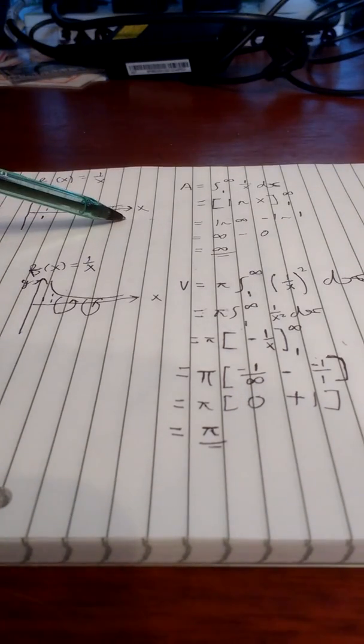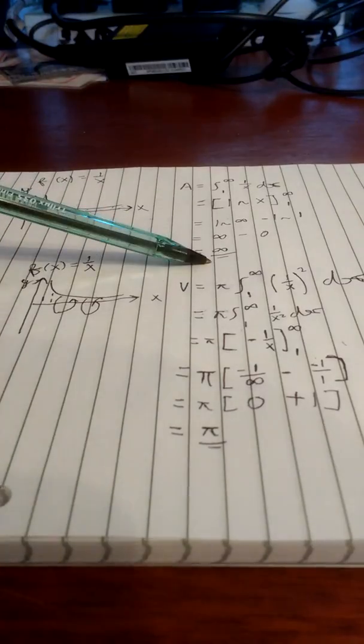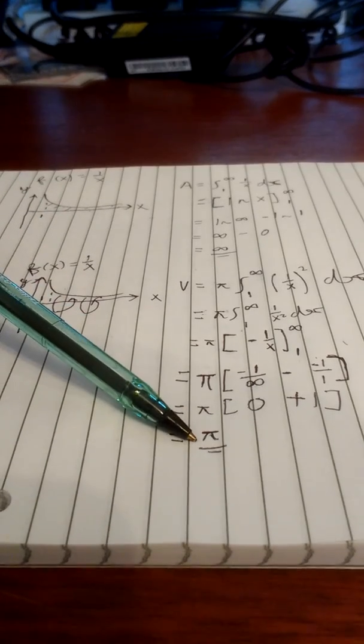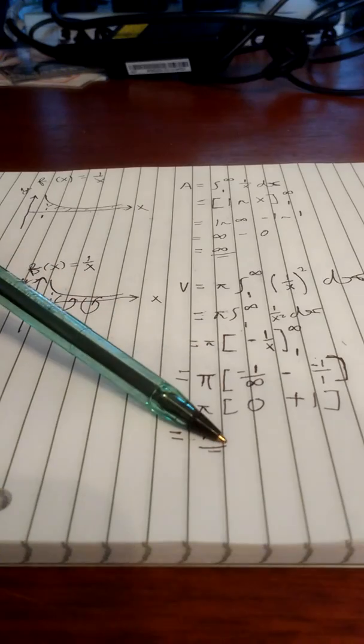So an area that is infinite, rotated around 360 degrees, in this particular case, is equal to pi. Maths works out, but how does that work conceptually? I'll leave that to you to figure out.